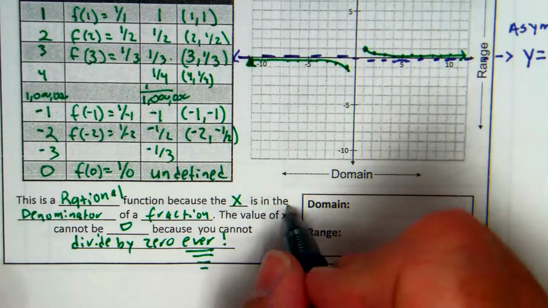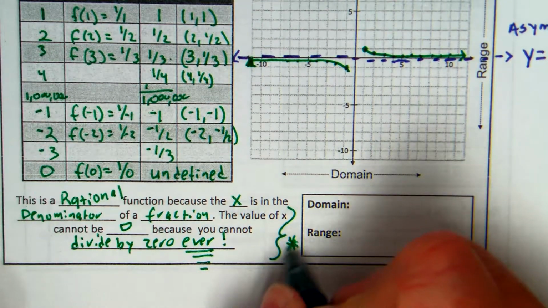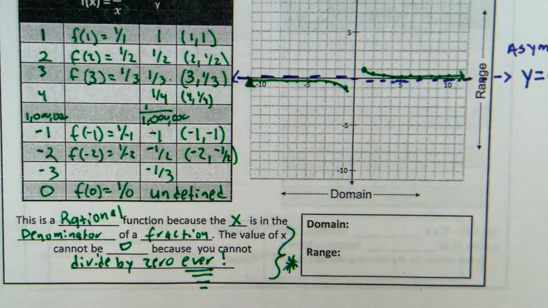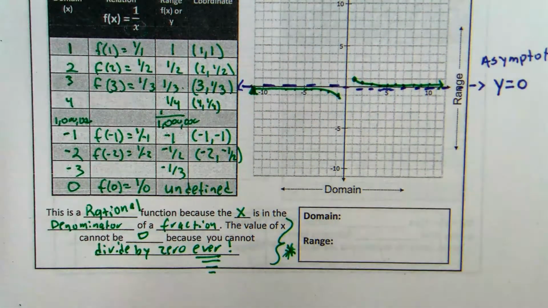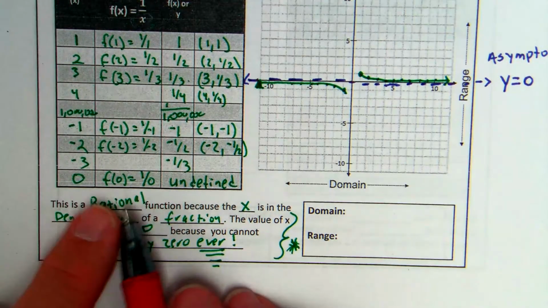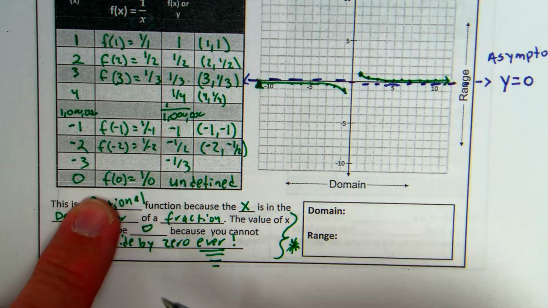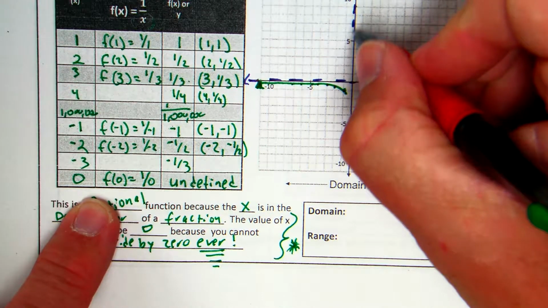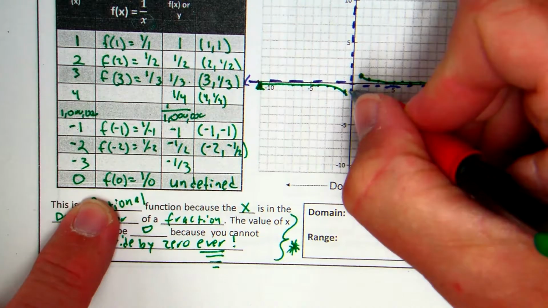And I want you to put a little notation to yourself here, because that's going to be very, very important in terms of making rational functions easier to work with in the future. Since there is no way I can make x a 0, I'm also going to draw a vertical asymptote right here.